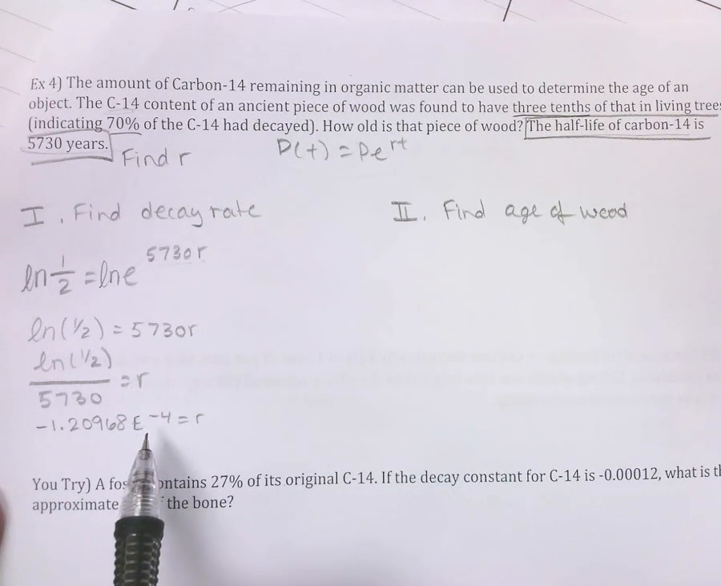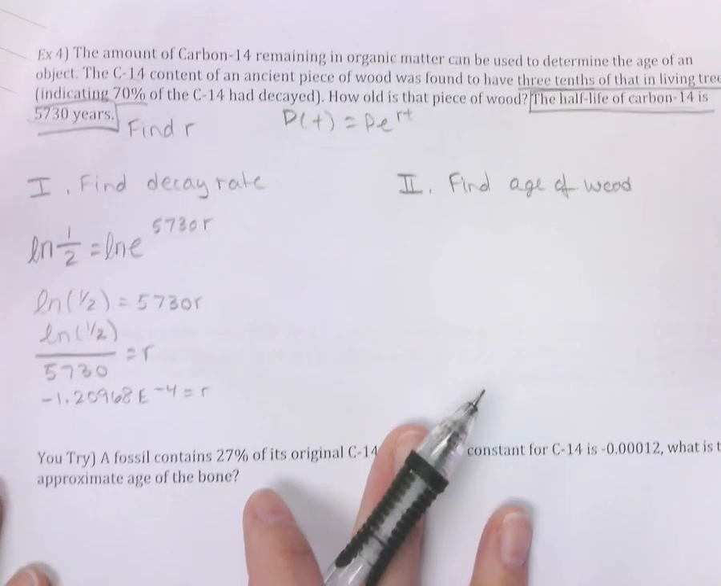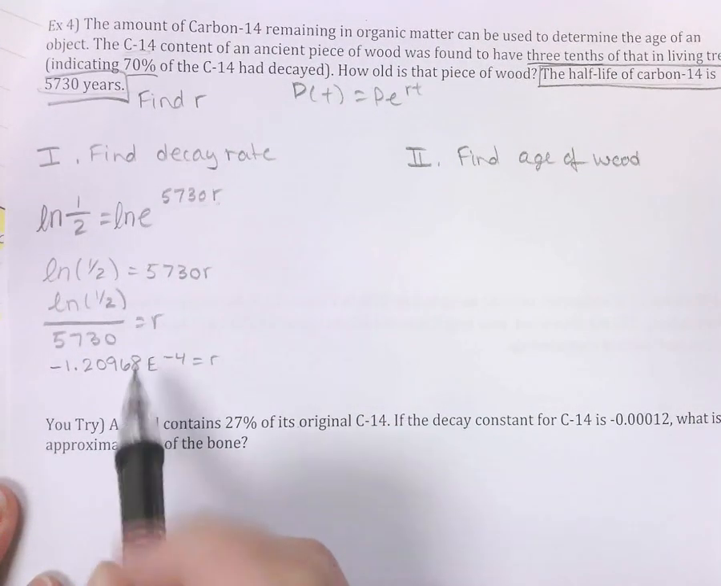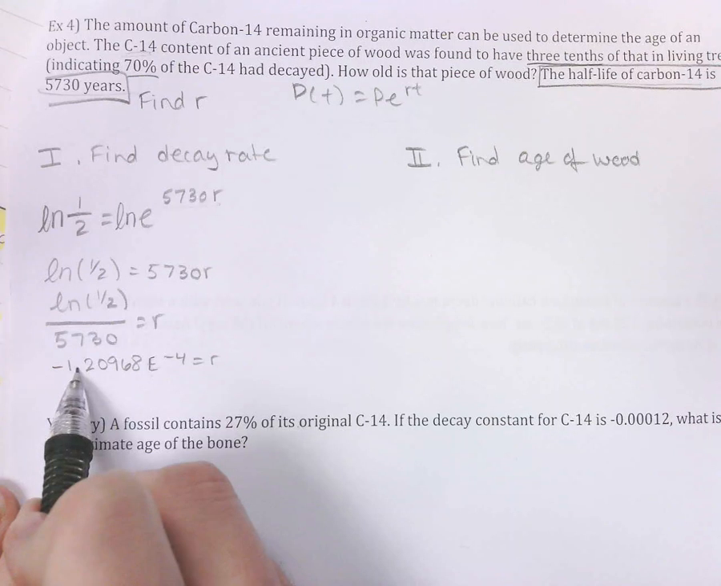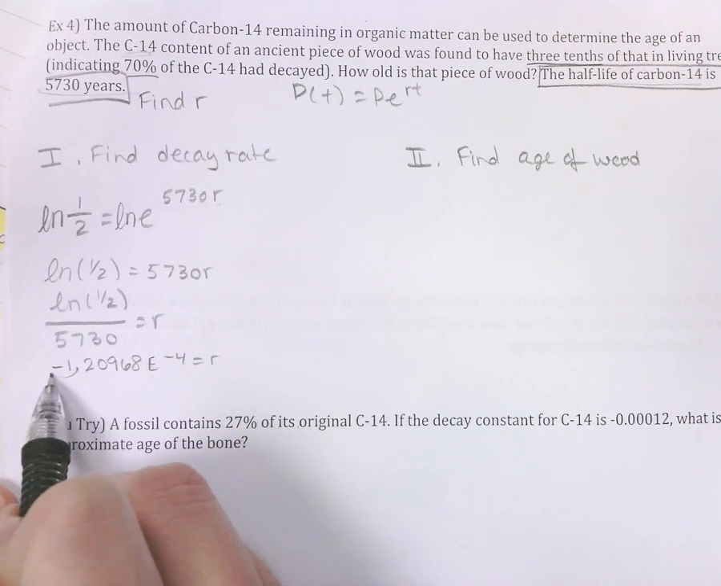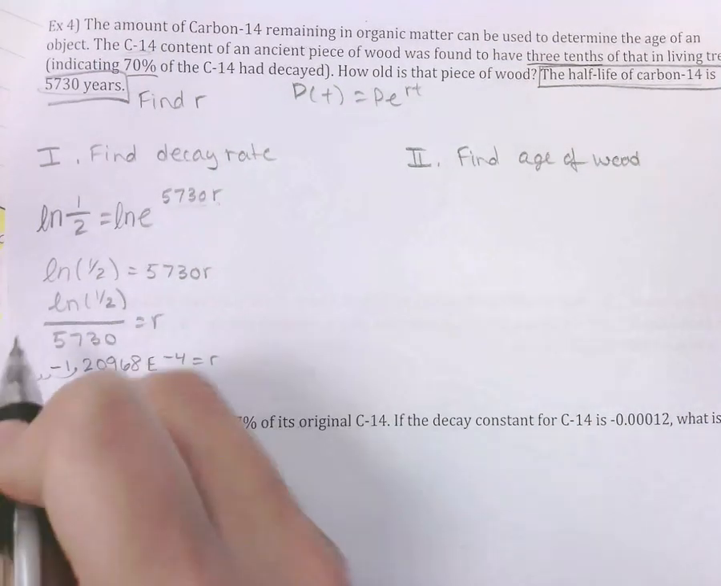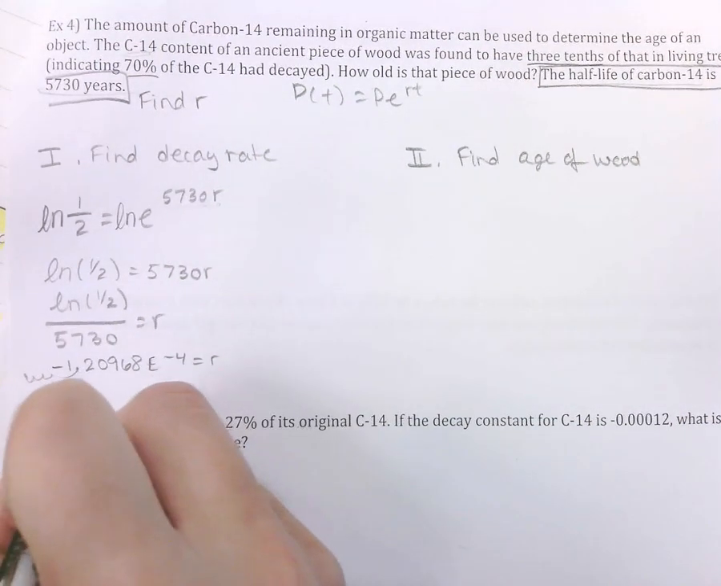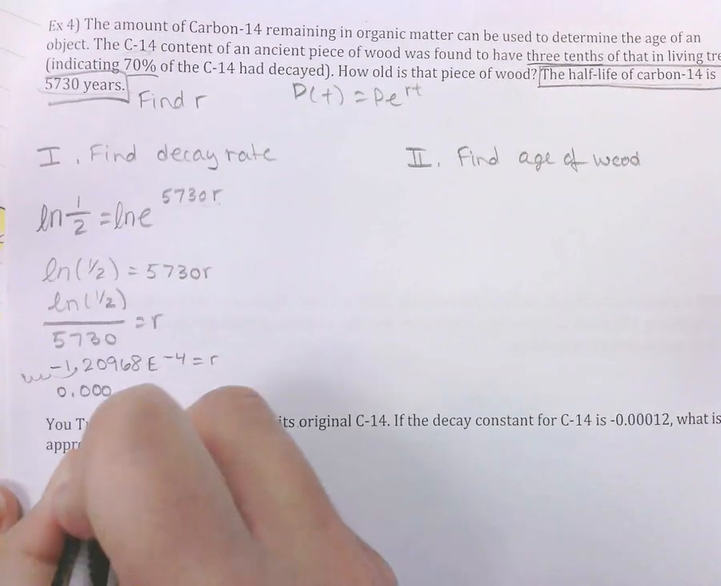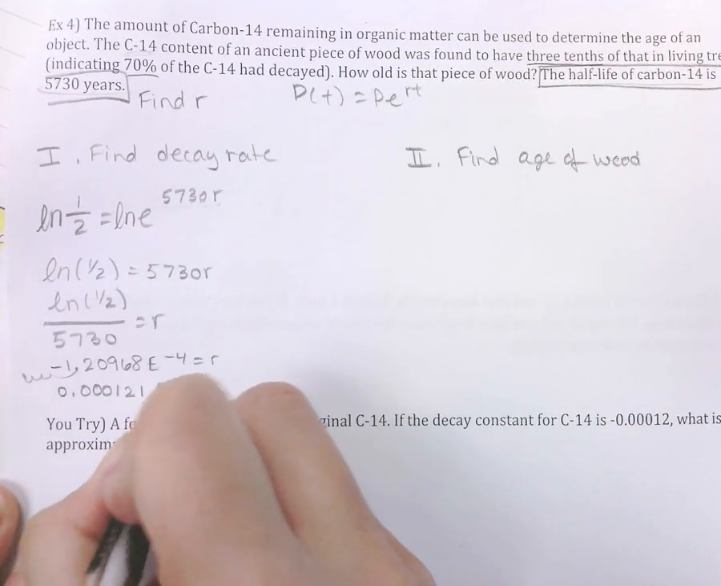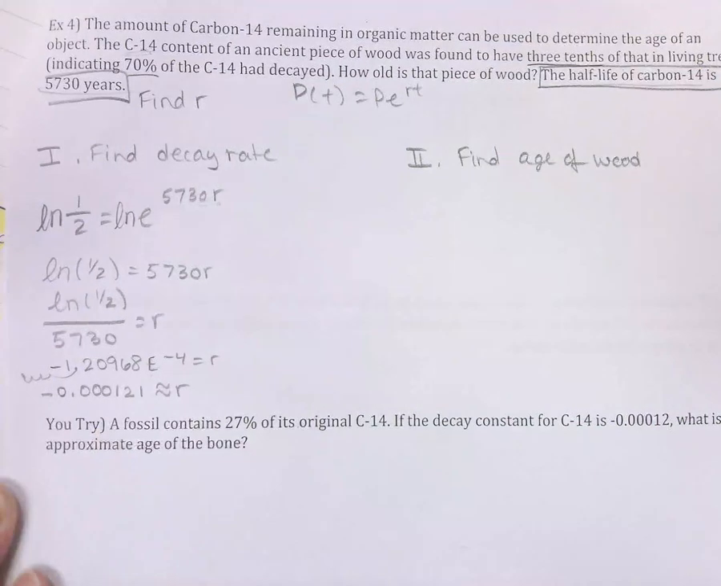It has a capital E. You see that? That just means times 10 to the negative 4. So all you're going to do is take the decimal place and move it to the left 4. So 1, 2, 3, 4. So this is going to be 3 zeros and then 1, 2, 1, approximately. And it's negative because it's a decay rate.